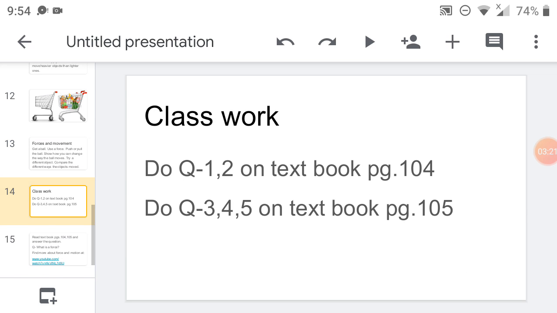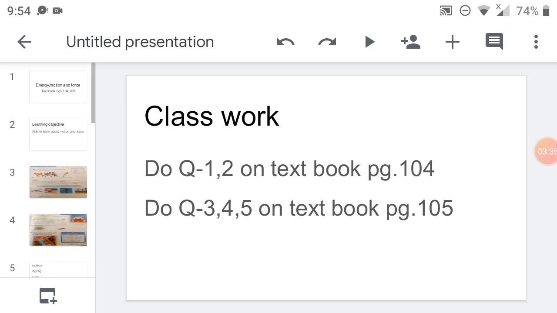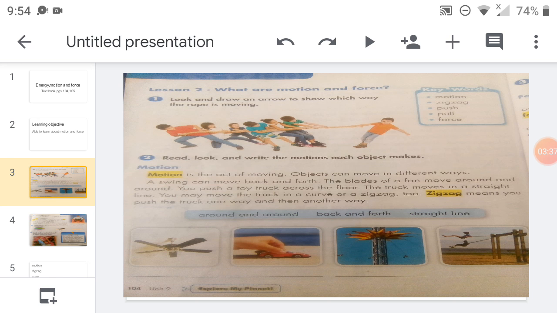Fine. Now, I am going to assign you some questions as classwork, but you will do these questions with me right now. Okay, take a pencil in your hand. What to do? Questions number 1 and 2 on textbook page 104. Let's see what these questions are. Question number 1 is look and draw an arrow to show which way the rope is moving. It is a game, tug of war. So you have to draw an arrow towards the team which has more members. Okay, so the rope will move towards the team that will apply more force.